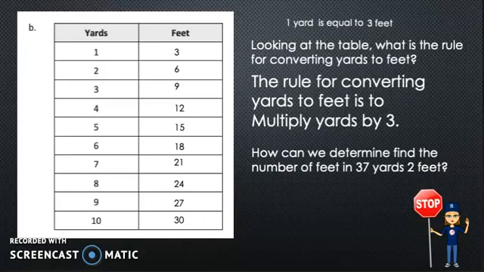Okay, friends, remember to pause if you need more time. I want to show you what I did. I multiplied 37 by 3, and I got 111 feet because I used my rule for converting yards to feet, which tells me to multiply the yards by 3. So 37 times 3 is 111 feet. And then I had to add 2 more, so it gave me 113 feet total. Did you get that answer? Great job, friends.